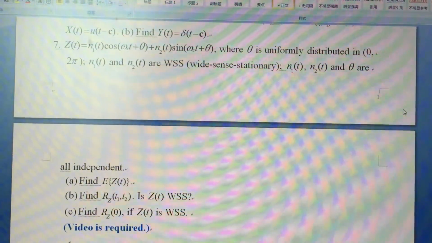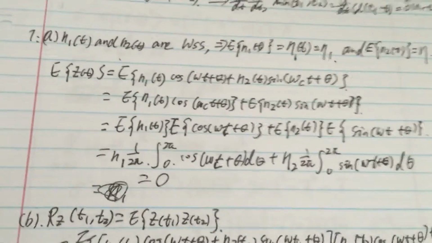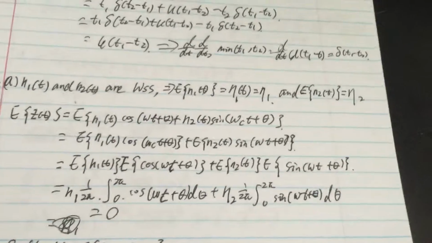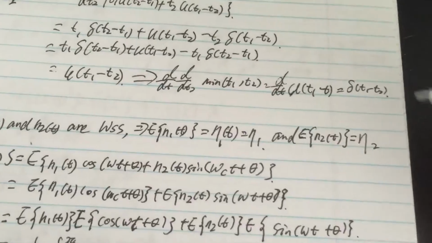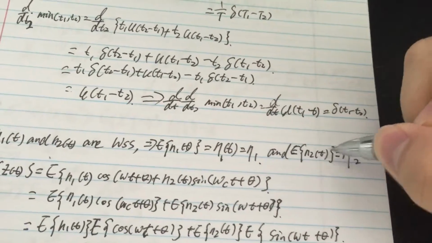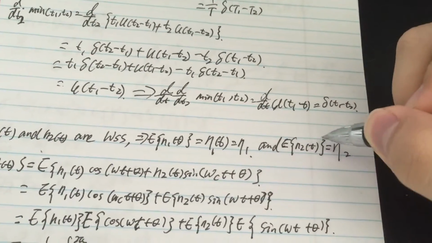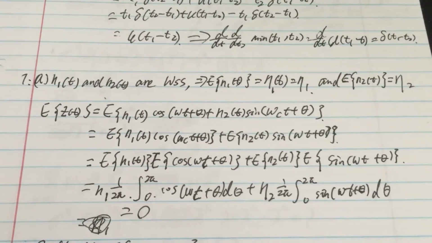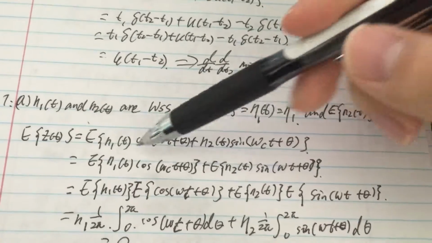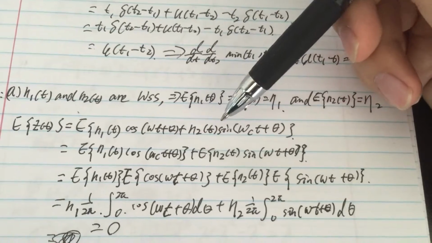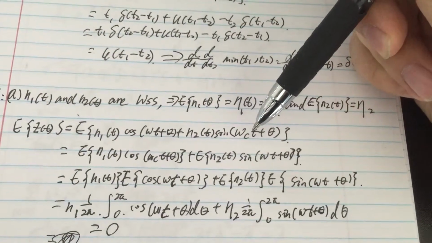So first of all, we need to find E[z(t)]. Because we know n1(t) and n2(t) are WSS, we can get E[n1(t)] equal to a constant n1, and the same, E[n2(t)] equal to n2. Then we can find E[z(t)], which equals E of n1(t) cosine(omega t plus theta) plus n2(t) sine(omega t plus theta).